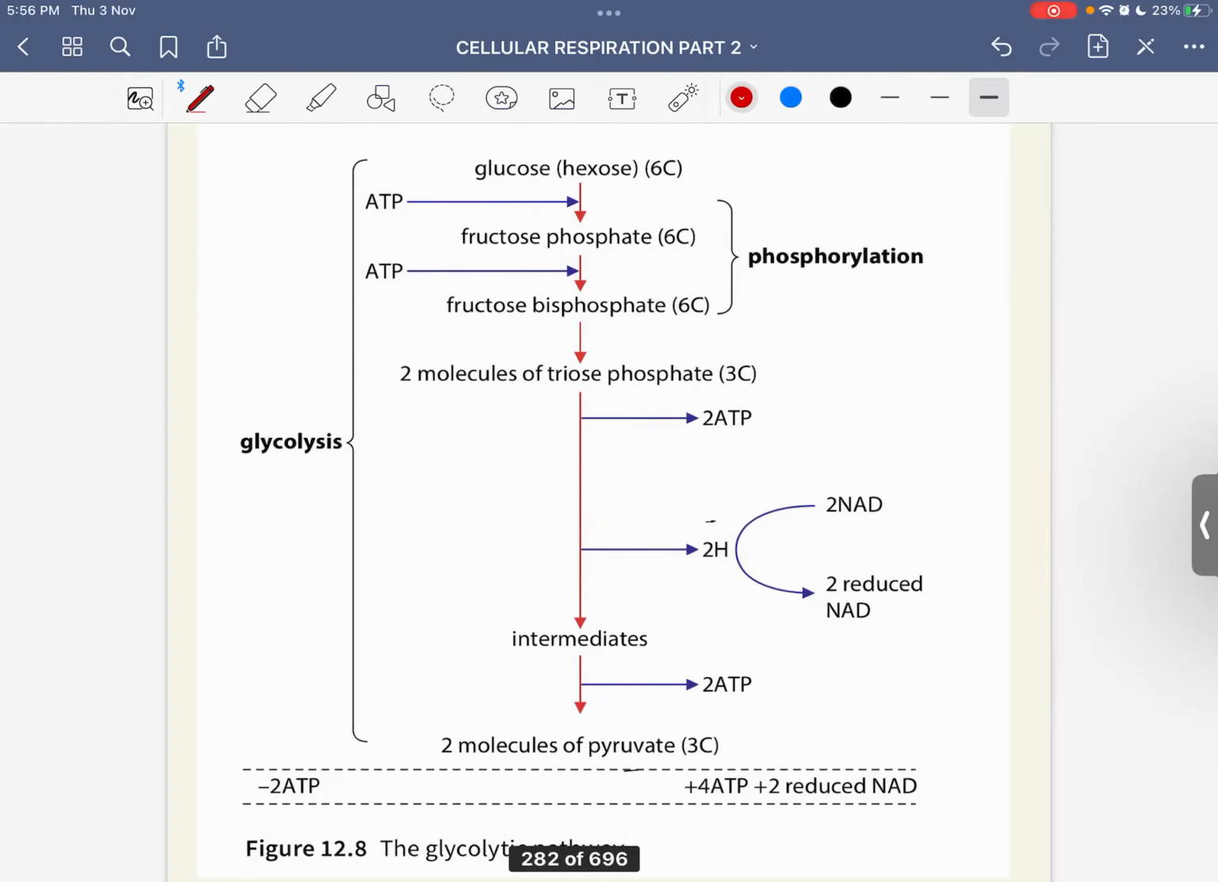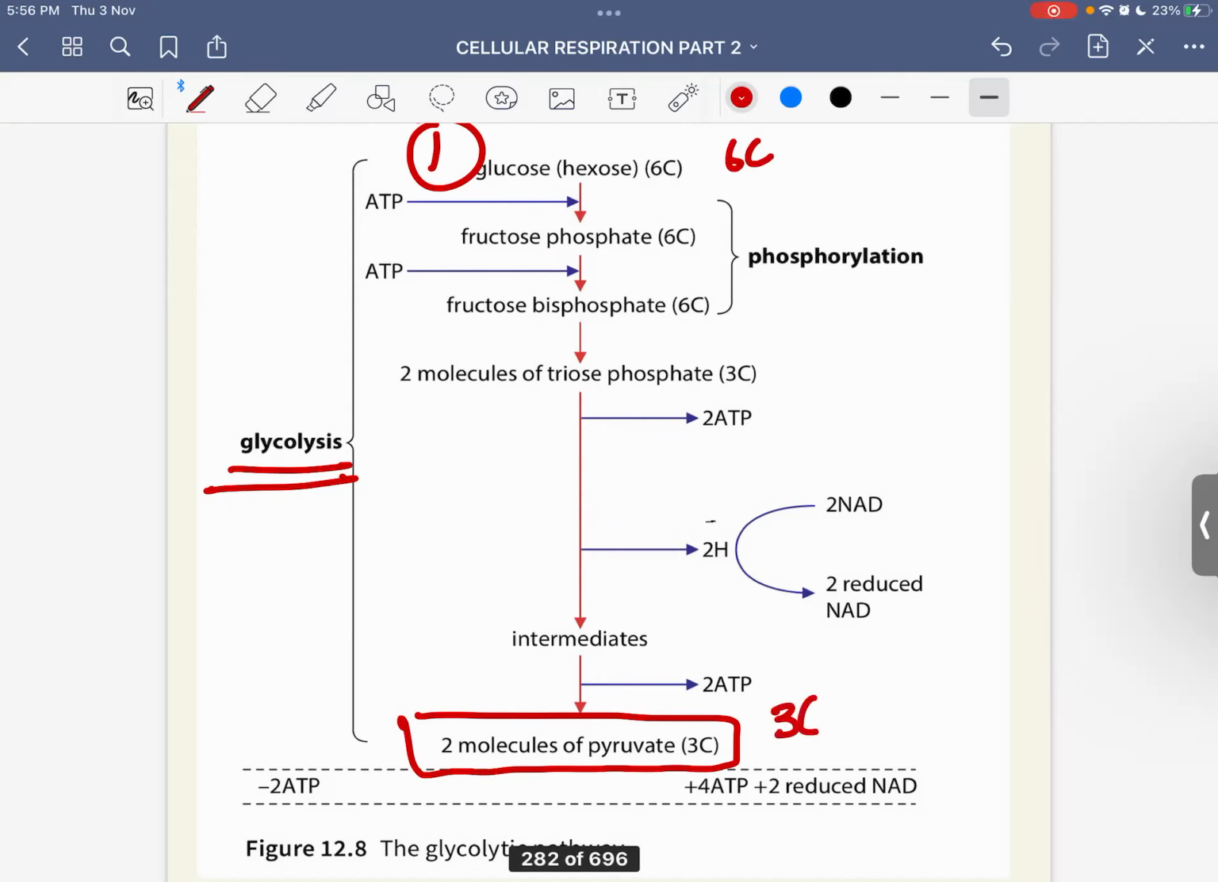Okay. Now look, our aim of glycolysis is to convert 1 glucose molecule to 2 pyruvate. 1 glucose molecule is a 6 carbon containing compound, and 2 molecules of pyruvate means we have 2 pyruvate molecules and each pyruvate is 3 carbon. What is the benefit of doing all this? It has a big benefit, okay?